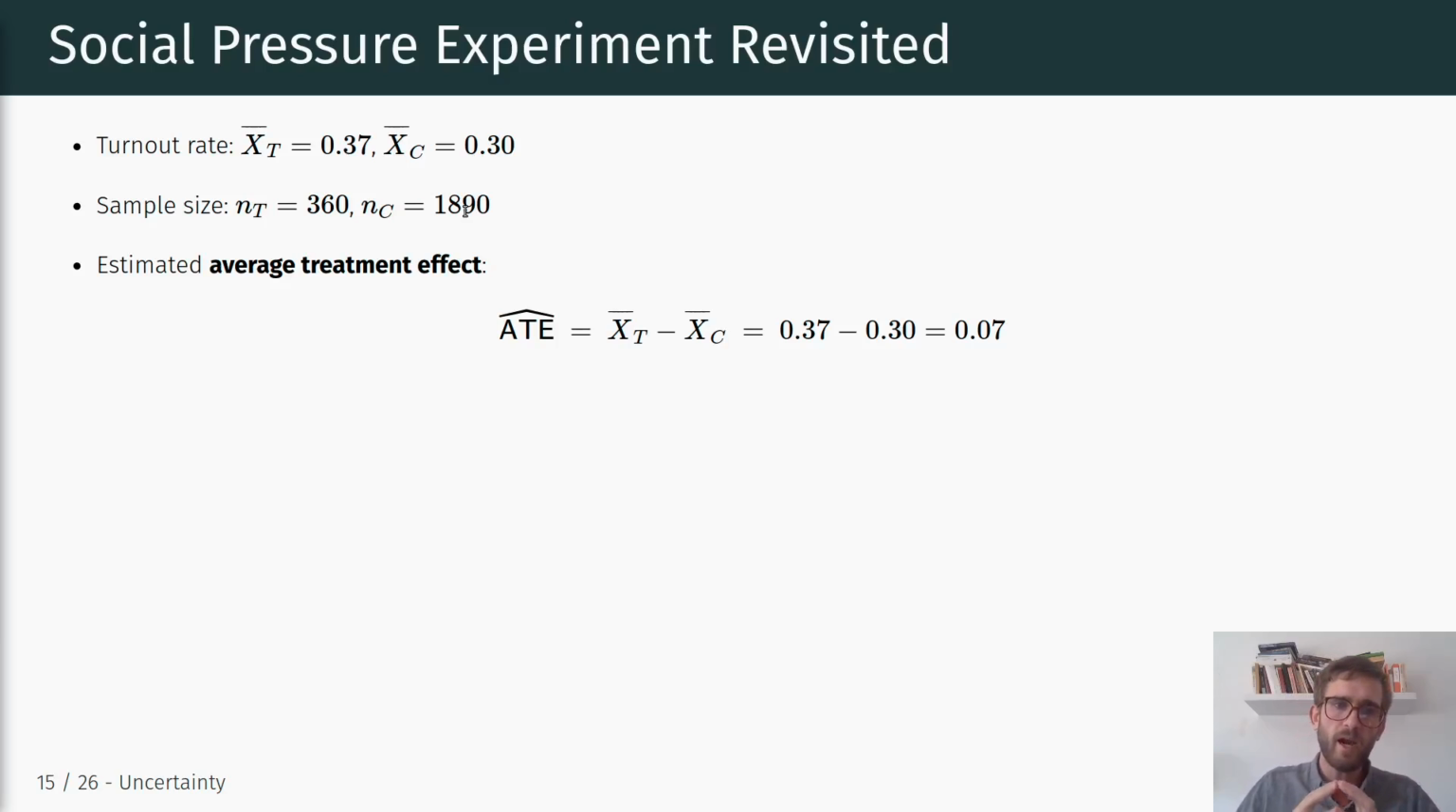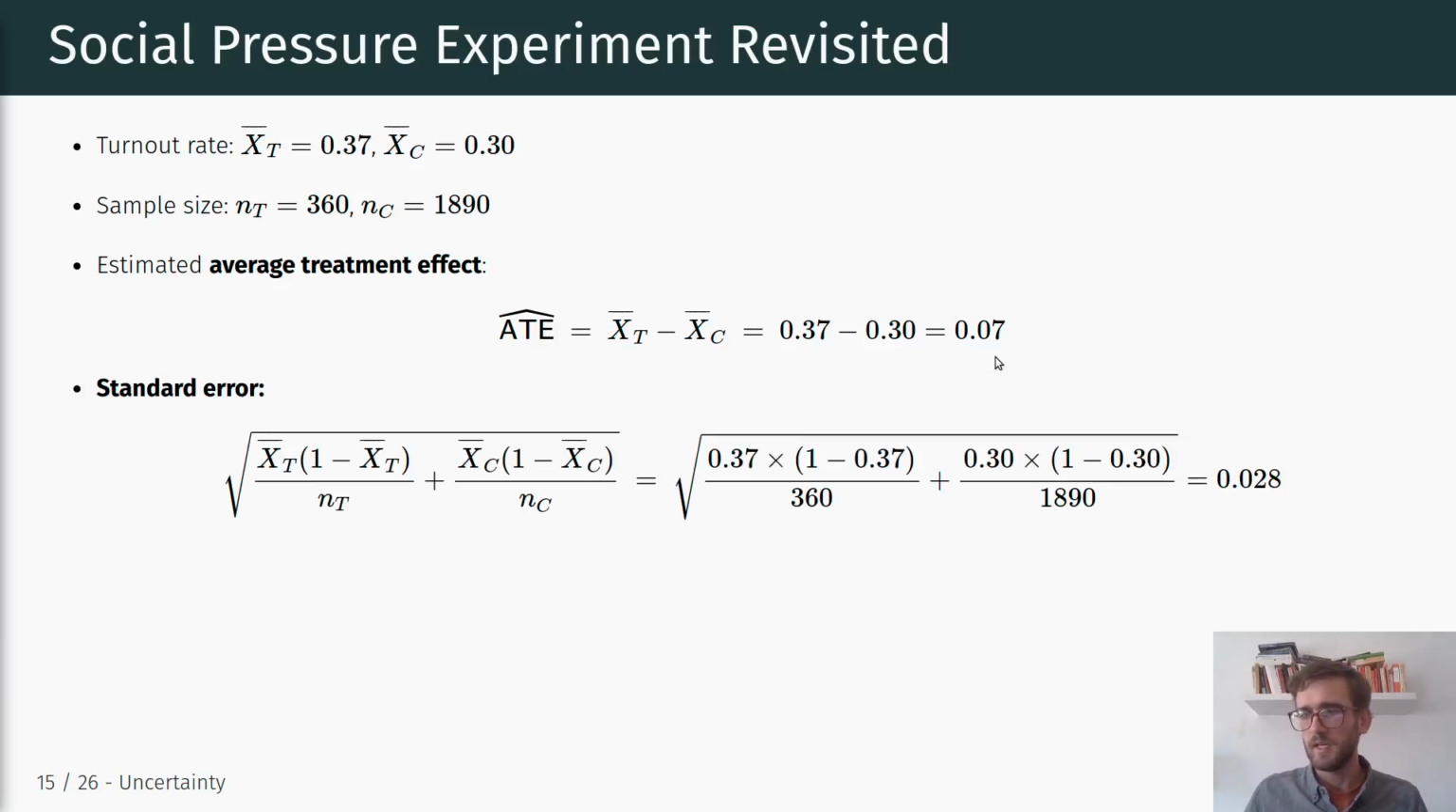We estimated our average treatment effect for our intervention as the difference between the average turnout rate in the treatment group minus the average turnout rate in the control group. So that's 0.37 minus 0.3. So that's an average treatment effect of 0.07.